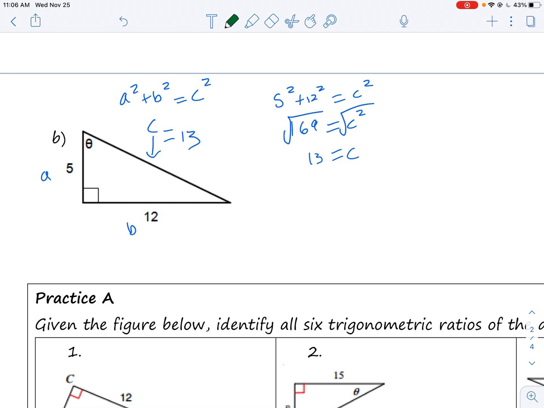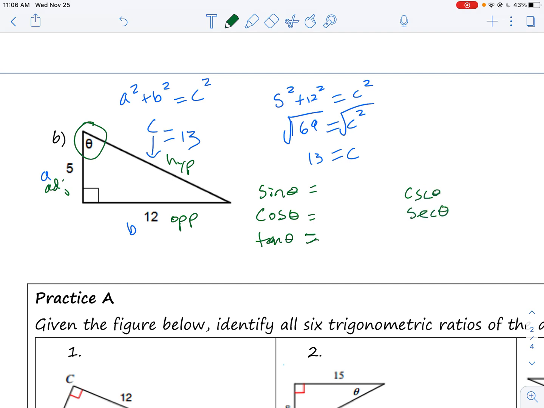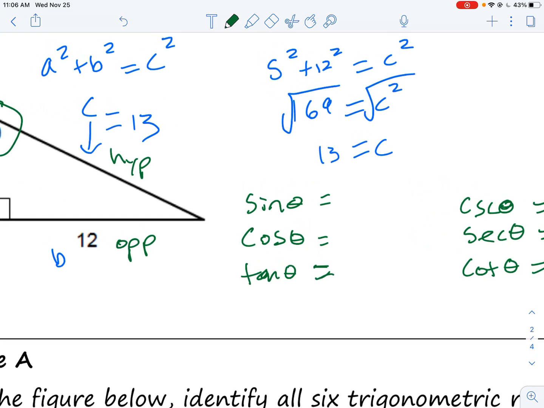What I recommend is pausing the video and seeing if you can write out sine of theta. And remember, our theta is here this time. So that means 12 is opposite, 5 is adjacent, and 13 is our hypotenuse. So write sine of theta, cosine of theta, tangent of theta. Write out what those ratios are. And then don't forget your cosecant of theta and your secant of theta and your cotangent of theta. So go ahead and pause and write out your ratios. All right, let's see how you did.